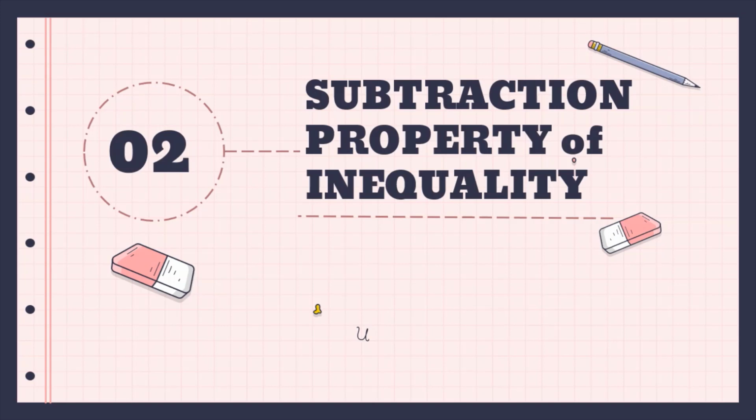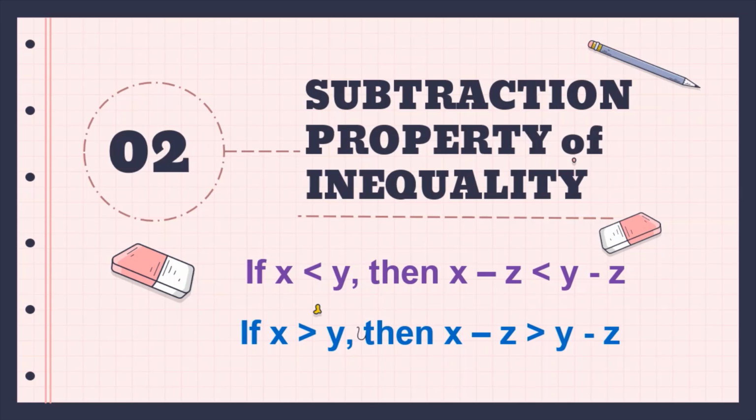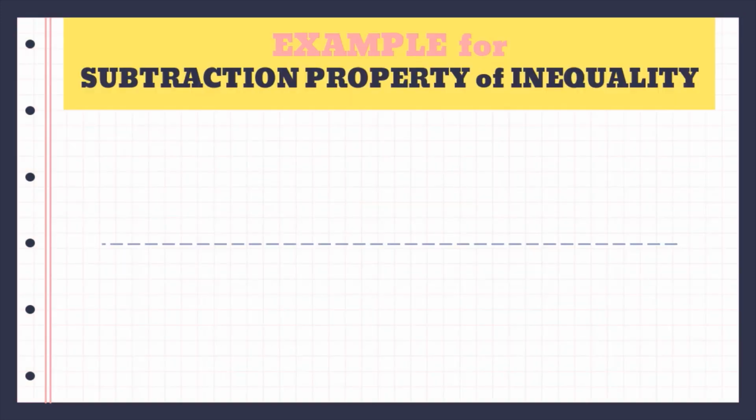The next one, or the second one, is subtraction property of inequality. If x is less than y, then both sides nag-subtract tayo ng z. So, ganun din yung if x is greater than y, then nag-subtract din ng z. So, meaning both sides and subtract, that will be subtraction property of inequality.